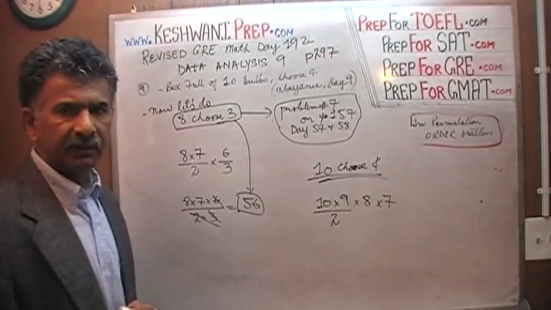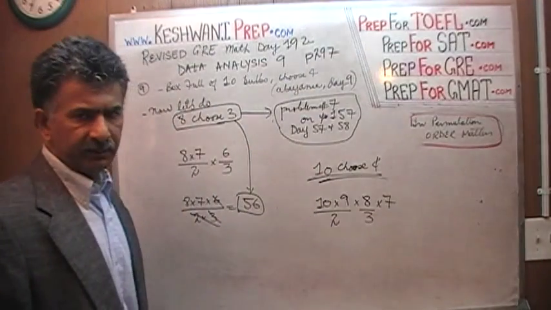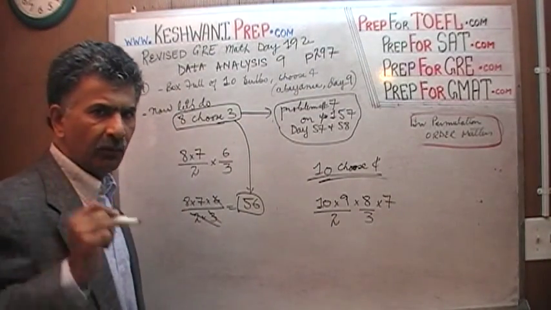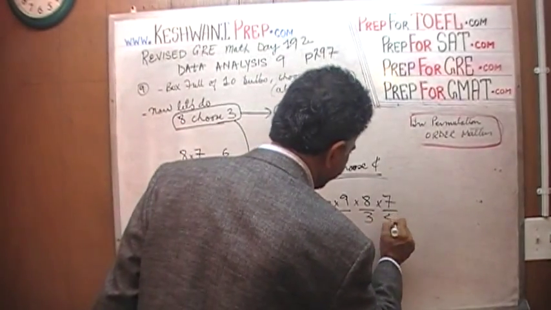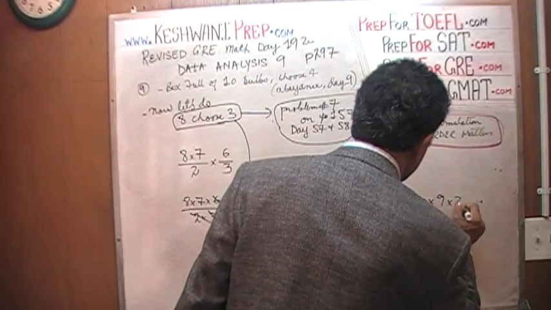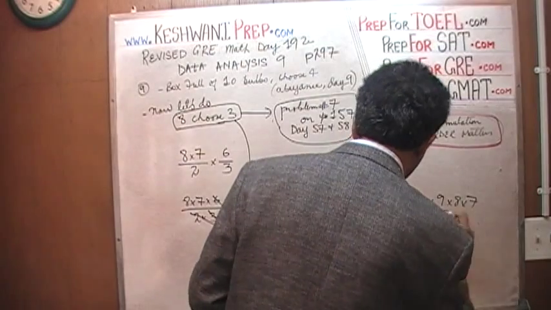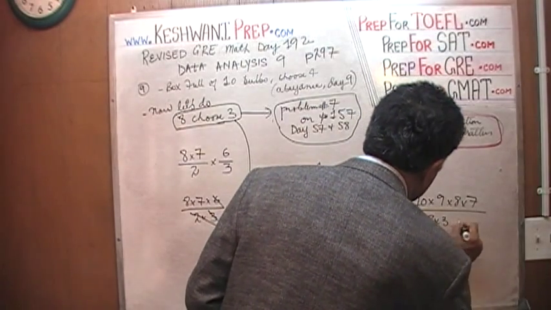By the time I pick the third bulb, everything is being counted 3 times, so I've got to take a third of that. By the time I choose the fourth bulb, everything is going to be counted 4 times, so I have to take a fourth of that. This is essentially 10 times 9 times 8 times 7 divided by 2 times 3 times 4.